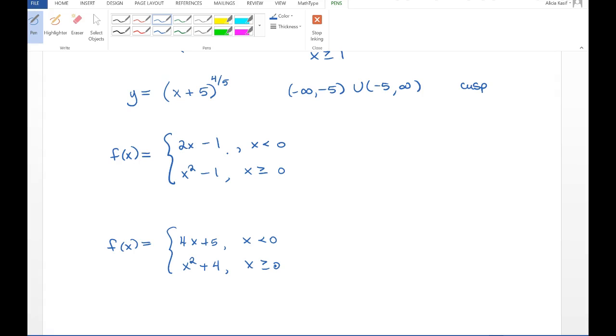How do I check that? Plug in 0. So plug in 0, we get negative 1. Plug in 0, we get negative 1. So we know it's continuous. However, do we know if it's differentiable? We do not. How do we know?